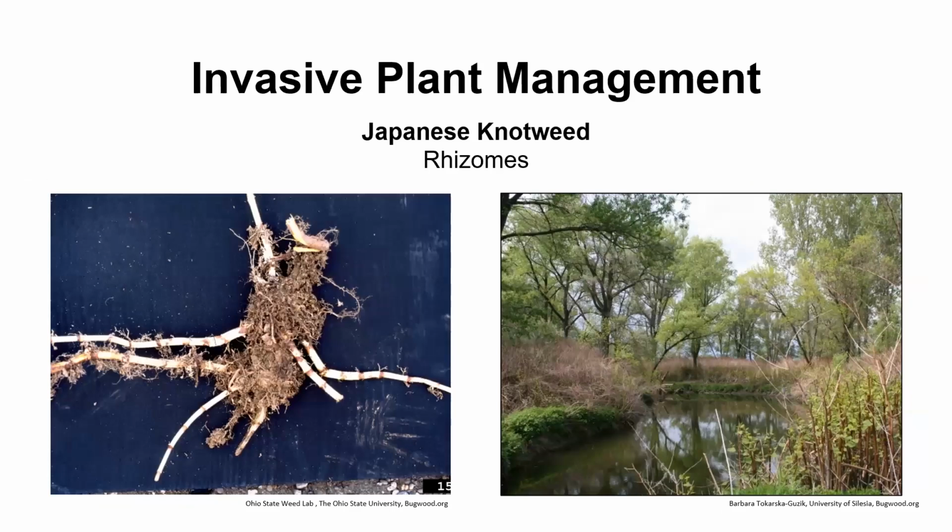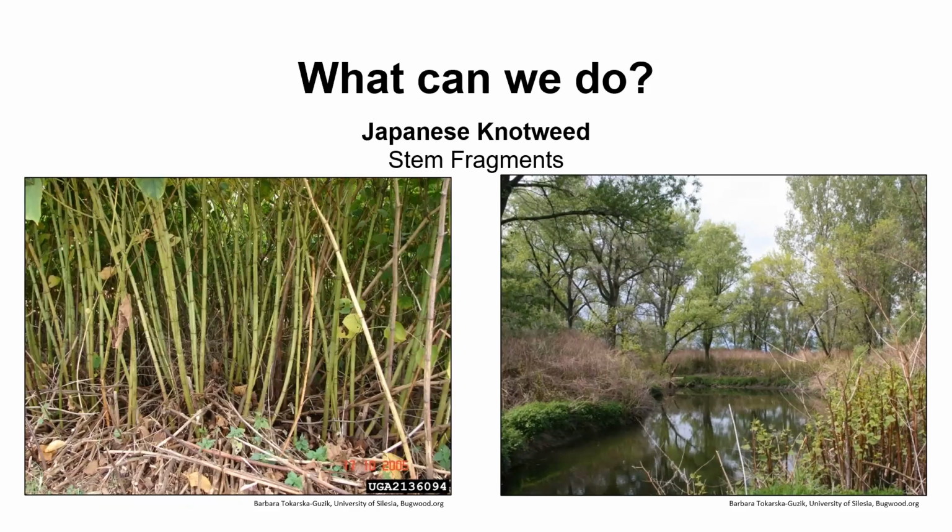So if a rhizome breaks off in a waterway and floats downstream, it can be embedded and sprout a new plant. It also reproduces by stem fragments. So we've got seeds, rhizomes, and stem fragments. If you were to take this Japanese knotweed and cut a section, as long as it includes a node, one of those circles around the stem, it can embed in the soil and sprout.